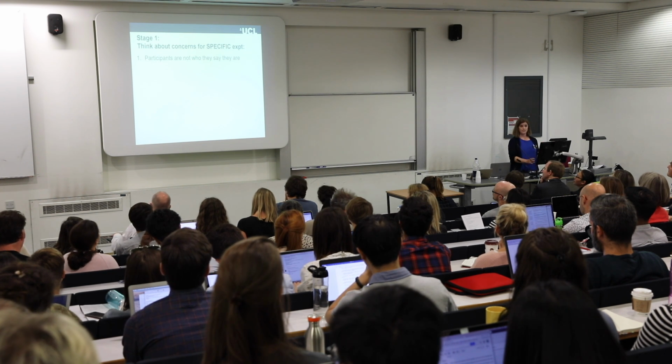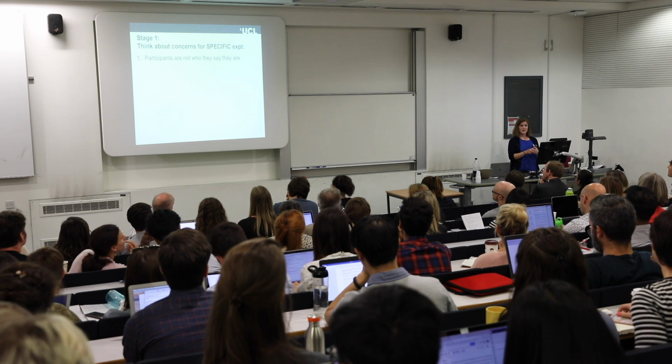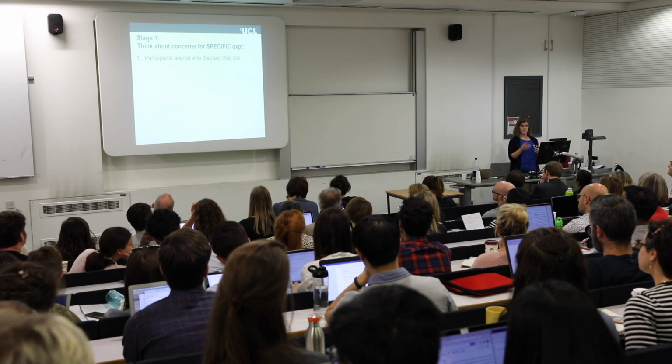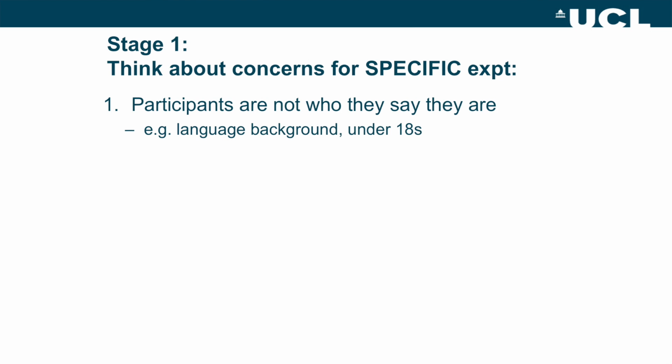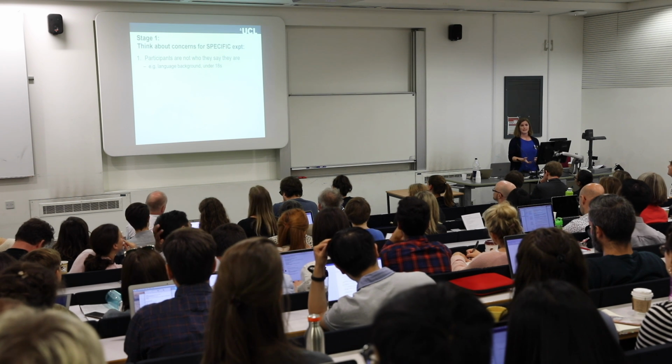What are you worried about? In general, people's concerns, and I've done lots of Twitter surveys and stuff, in general, people are worried about 3 things. They're worried that participants are lying and they are not who they say they are. And that concern is different for different experiments. So I might be worried that they're lying about their language background. They think if I say I'm English first language, I will get to do more studies.